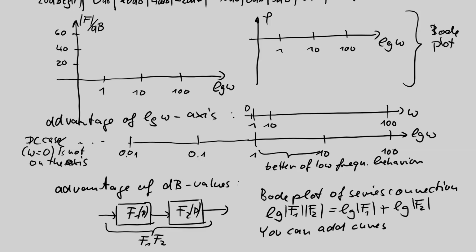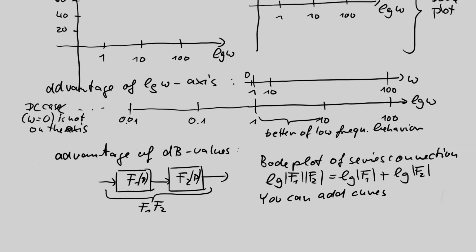If you have a series connection of filters, and that is true in closed loop systems, because then we have a controller in series connection with a process, then we can just add the curve of the process plus the curve of the controller to get the curve of the open loop system. So this is a very big advantage of the logarithmic vertical values, dB values.